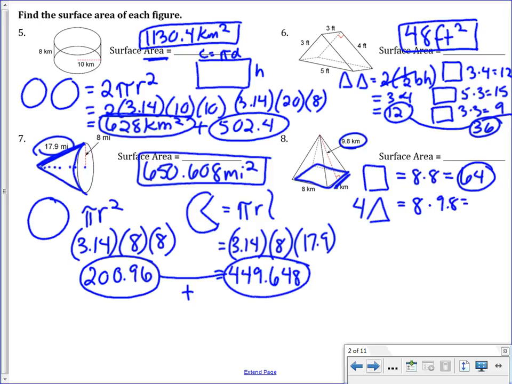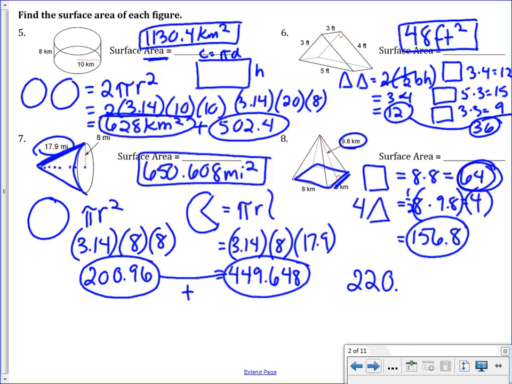Actually, wait, sorry, half that, because we need half base times height. So when we do that, we also times it by 4. So when we do all that math, half times 8 times 9.8 times 4, we wind up with 156.8. So again, this and this get added together, and then my surface area, I'm going to write it down here, winds up being 220.8 kilometers squared. So that's my surface area of a square pyramid.